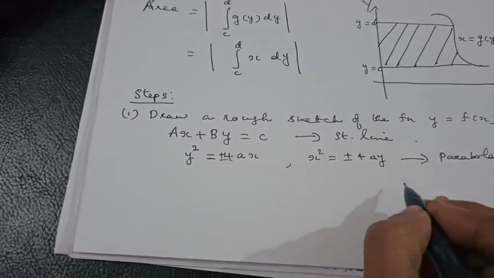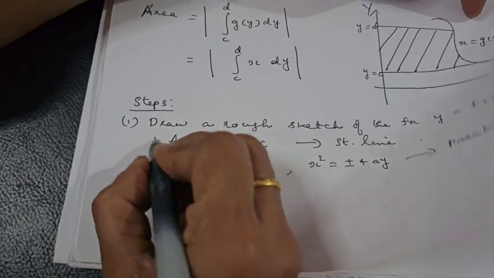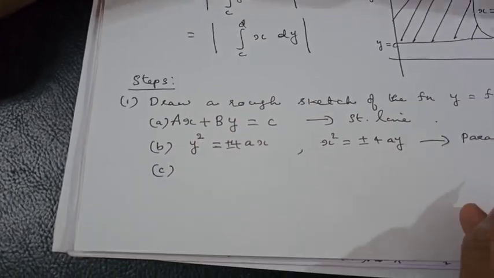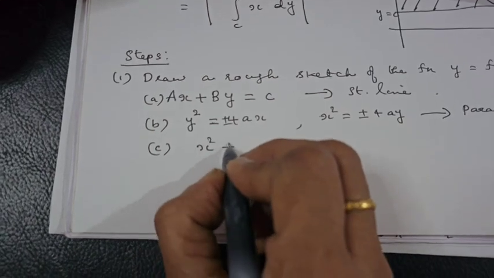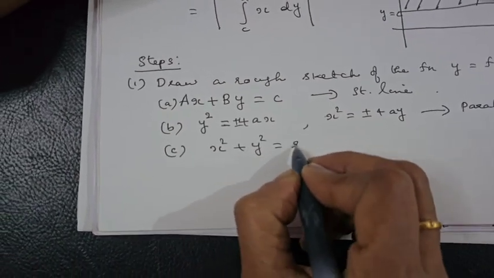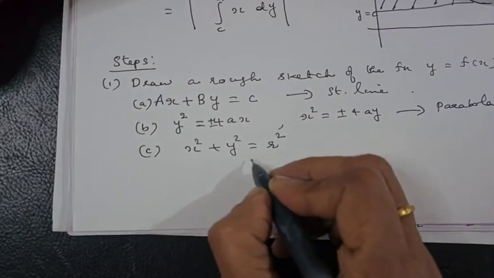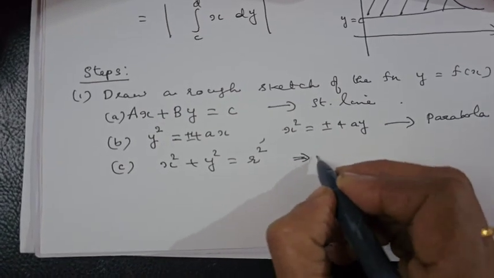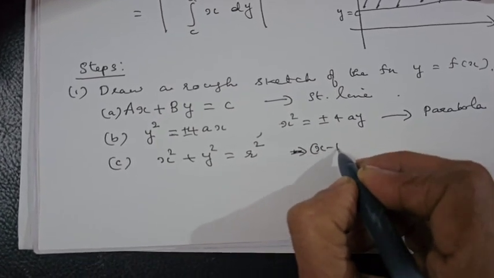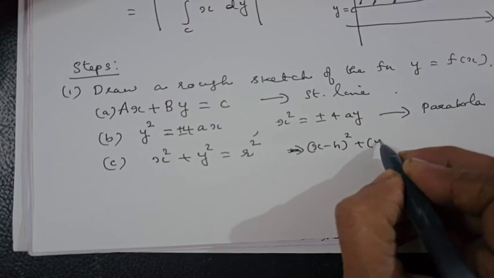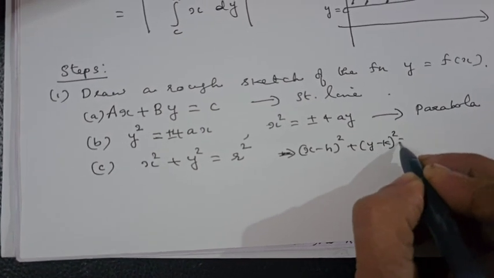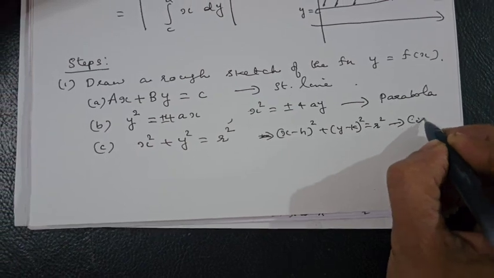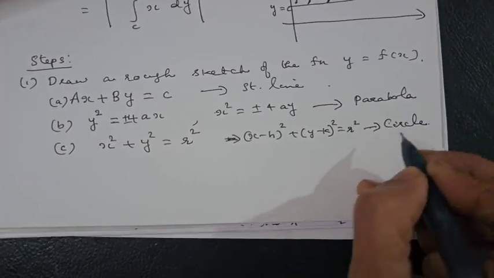So this is the first possibility, straight line or parabola. The next possibility is a circle, x square plus y square is equal to r square. That's a circle with center at the origin and radius r, or generally it can be x minus h whole square plus y minus k whole square is equal to r square. In that case also that is a circle with center at (h, k) and radius r.